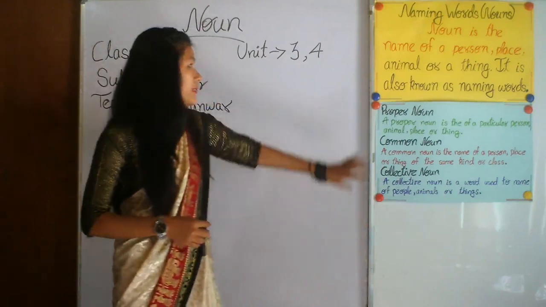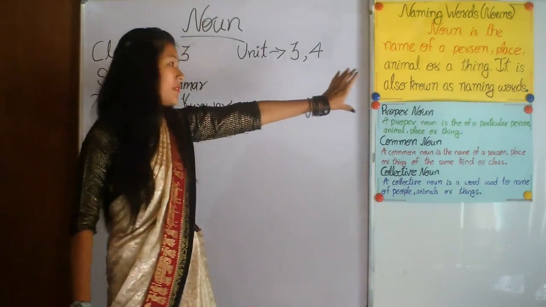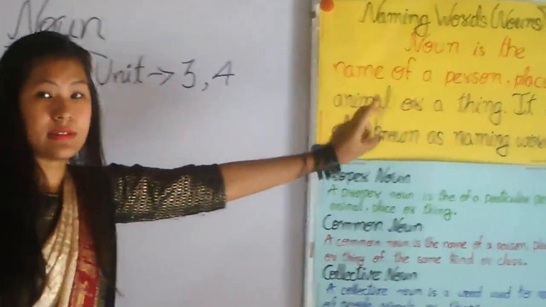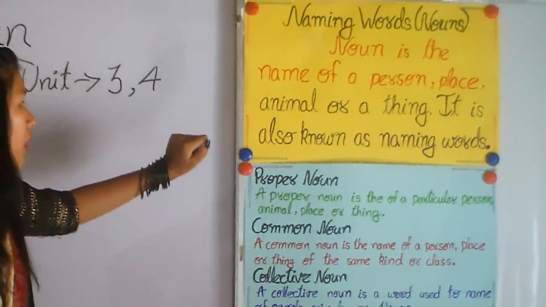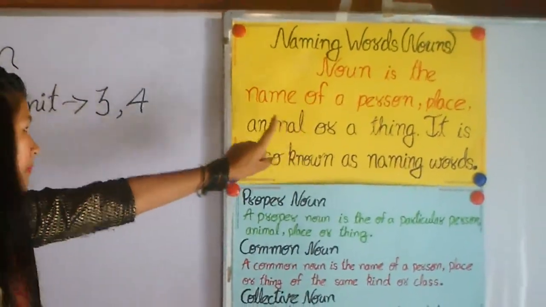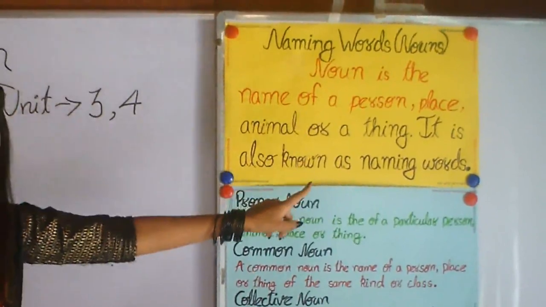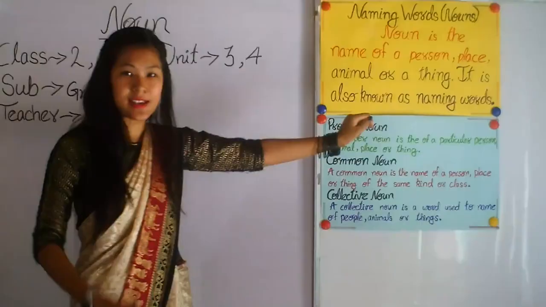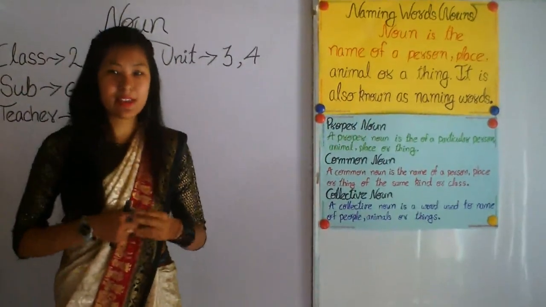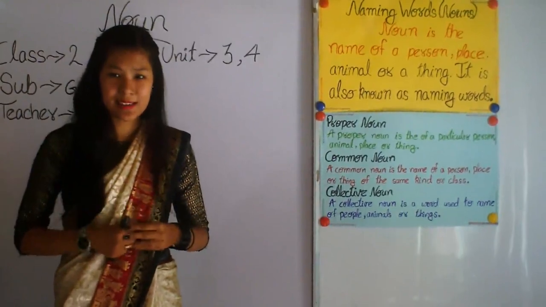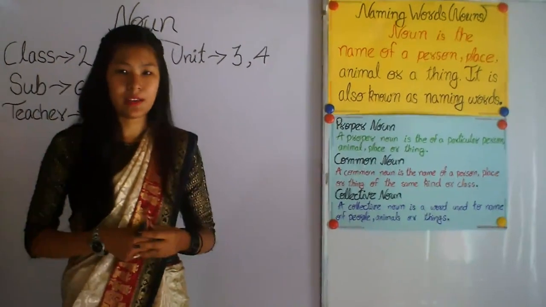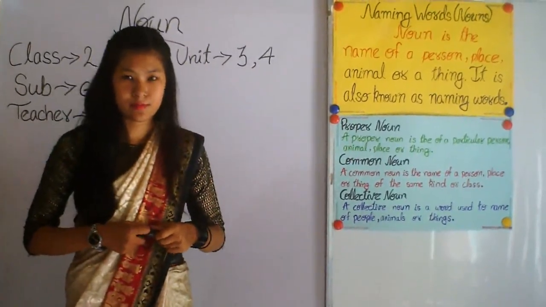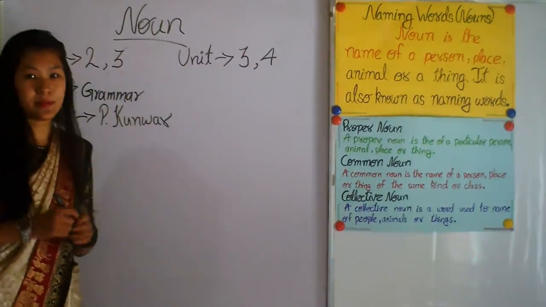Here in the chart, I have written the definition of a noun. So what is noun? Noun is the name of a person, place, animal or a thing. Once again I repeat, noun is the name of a person, place, animal or thing. It is also known as naming words. So let's write some examples of nouns.